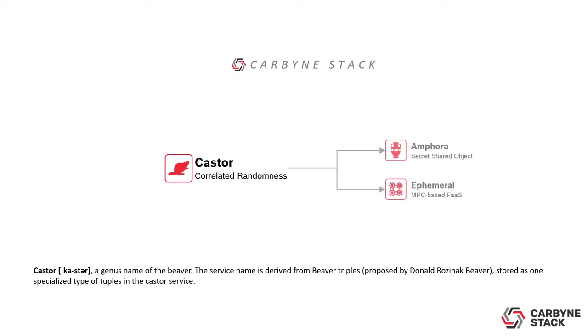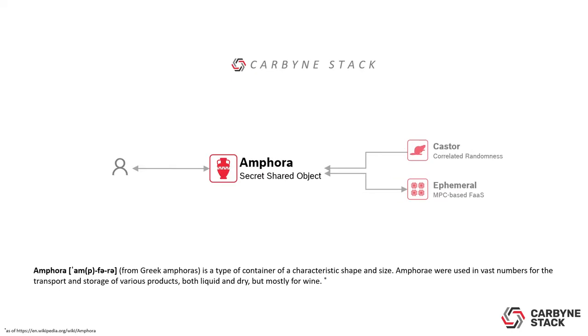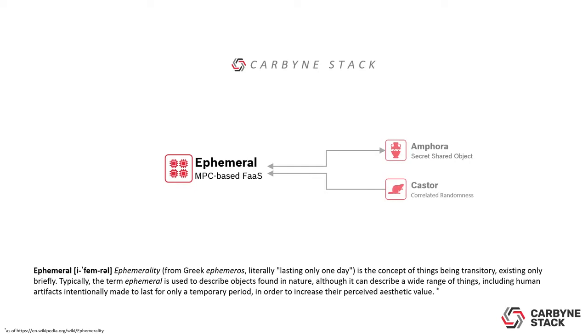Klyshko. Klyshko stores offline tuples and serves them on request to Amphora and Ephemeral. Amphora. Amphora is the secret store that is used by clients to store and retrieve secrets. Amphora uses tuples from Klyshko to perform the secure upload and download protocols when interfacing with clients.